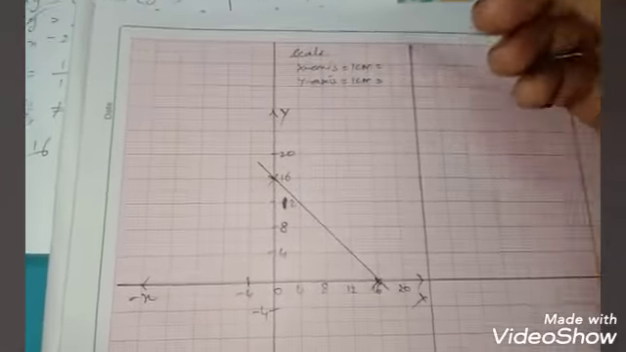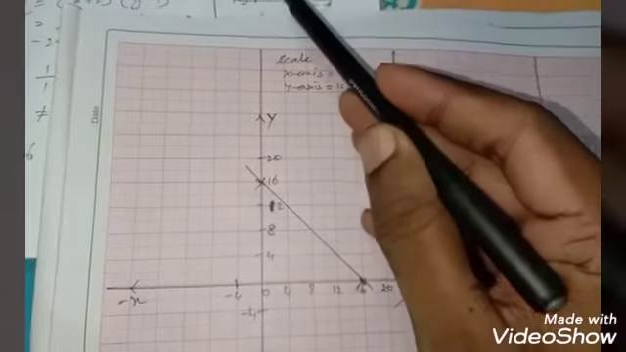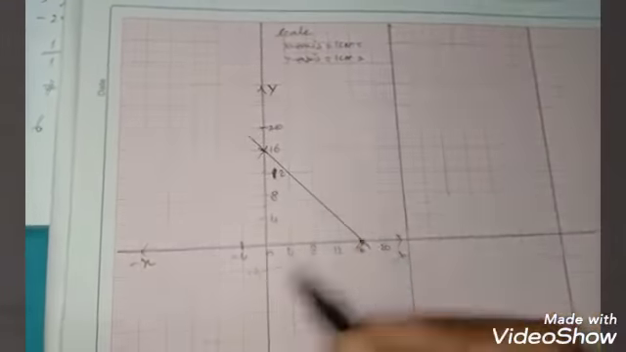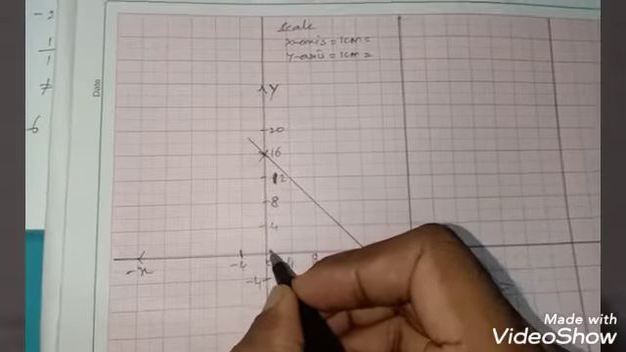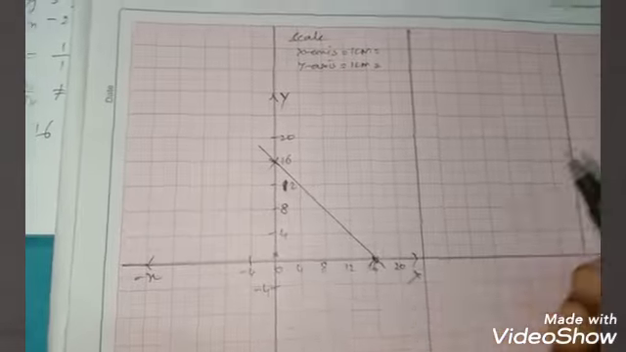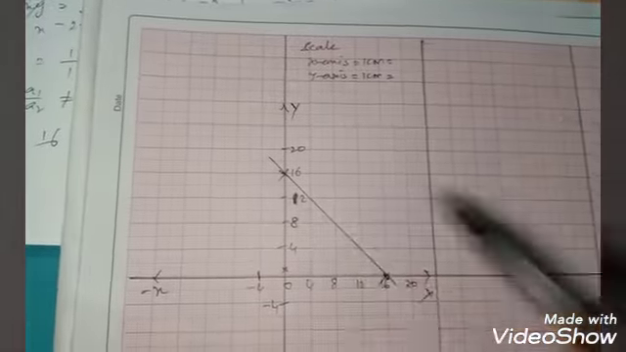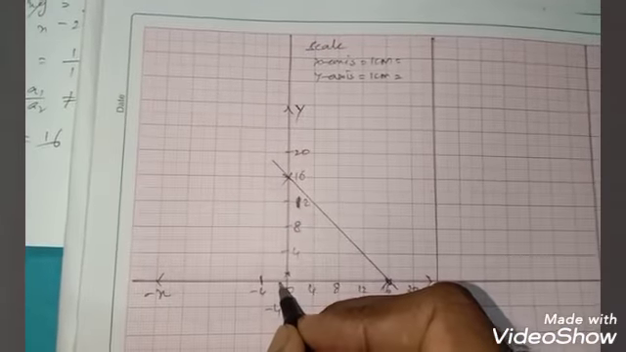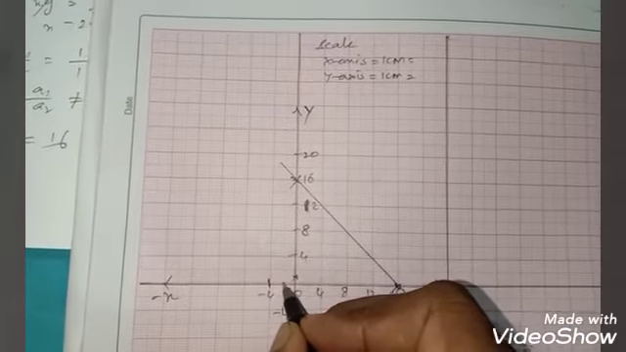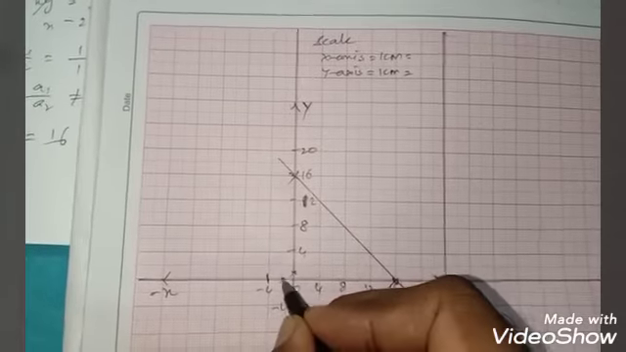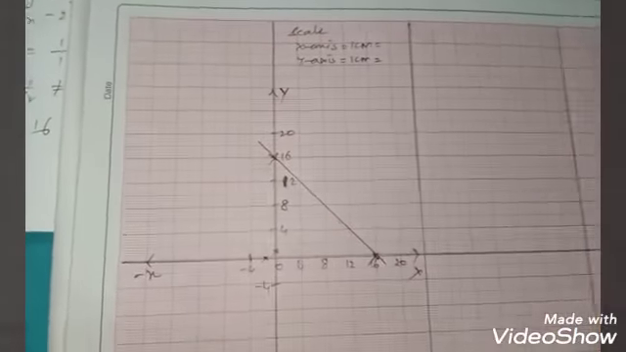Now after joining these 2 points, the graph will look like this. Now you have to plot the second equation points. The second equation points are x is equal to 0 and y is equal to 1, so x is 0, y equal to 1 is somewhere here. Next x is minus 2 and y is 0. So x minus 2 means somewhere in between these two. Right, now join these 2 points.